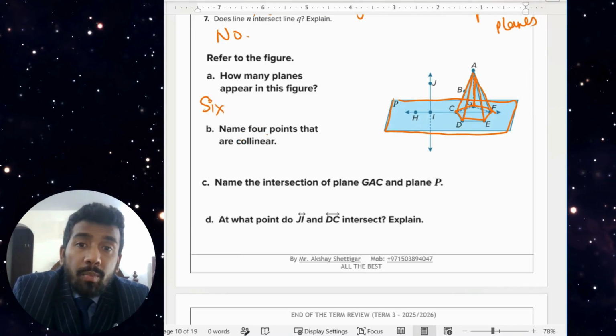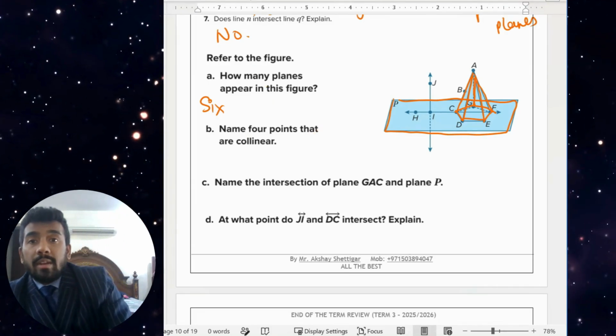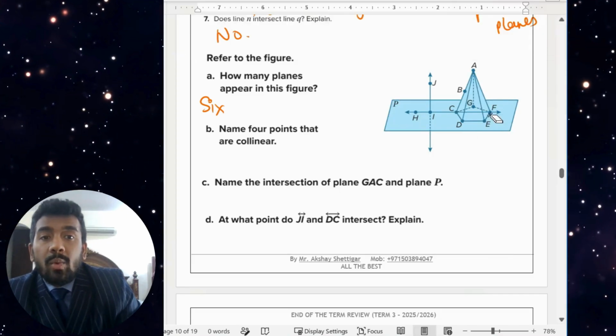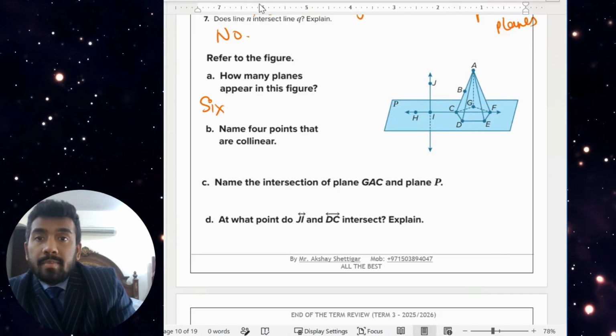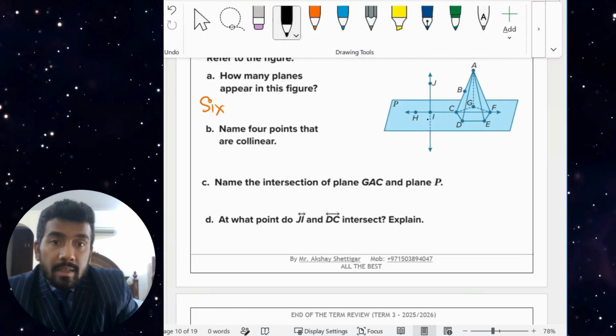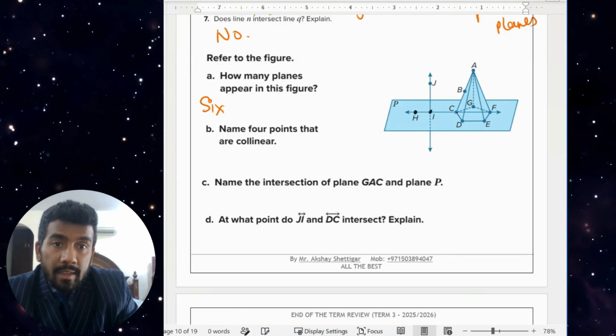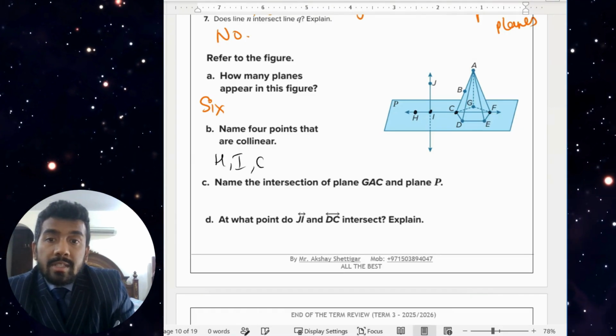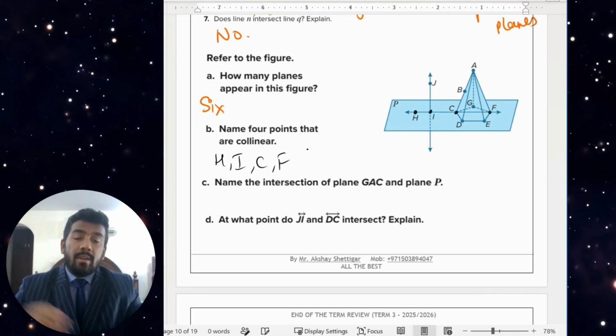Next, name 4 points that are collinear. What do you mean by collinear? Means they lie on one line. So where do they lie on one line? You see, so point H, I, C, and F. They all lie in one line. H, I, C, F. So these are the points collinear.